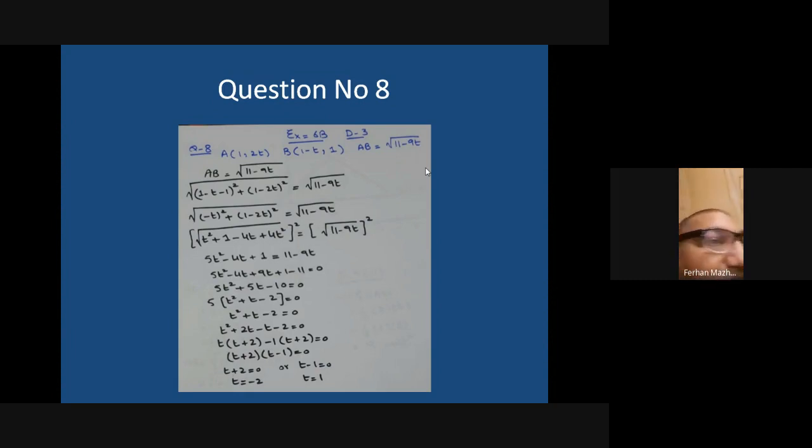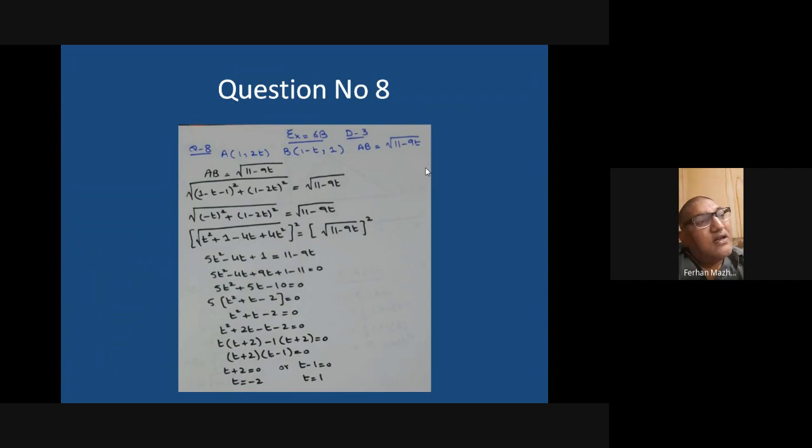So this question, mathematically it's challenging, but with respect to the concept of the distance formula, it's very simple. The 2 points are given, their coordinates are given, and the length of the line joining them is also given. So it's very simple. Just apply that formula. The distance formula is the square root of (x2 minus x1) whole square plus (y2 minus y1) whole square.